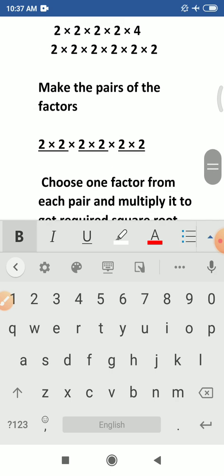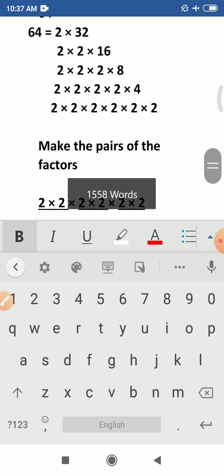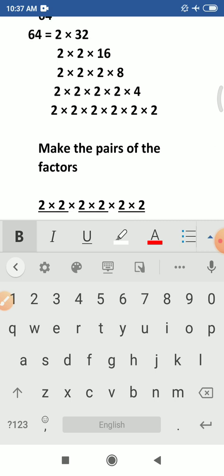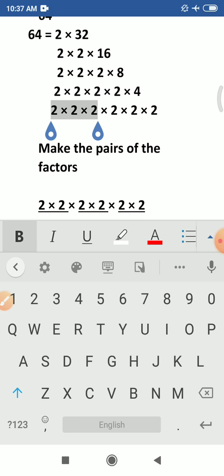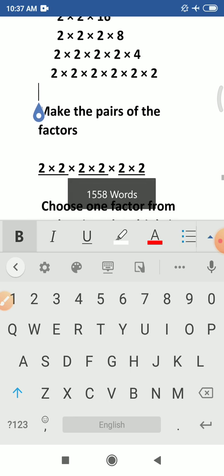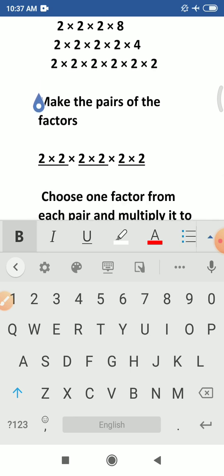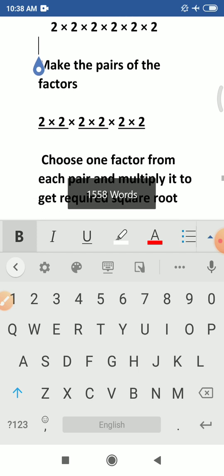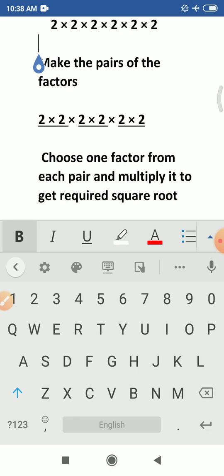Okay. Let's come to our next point. Once you have the factors, you got 2 into 2 into 2 into 2 into 2 into 2. Next, we have to make pairs of these factors. Pair means a group of two factors together. Here I made the pairs. 2 into 2 is one pair. Next 2 into 2 is another pair. And next 2 into 2 is another pair. So we got the pairs as 2 into 2, 2 into 2 and 2 into 2.